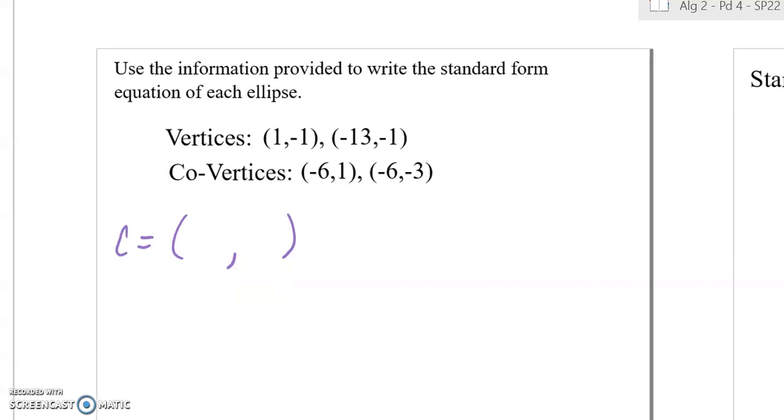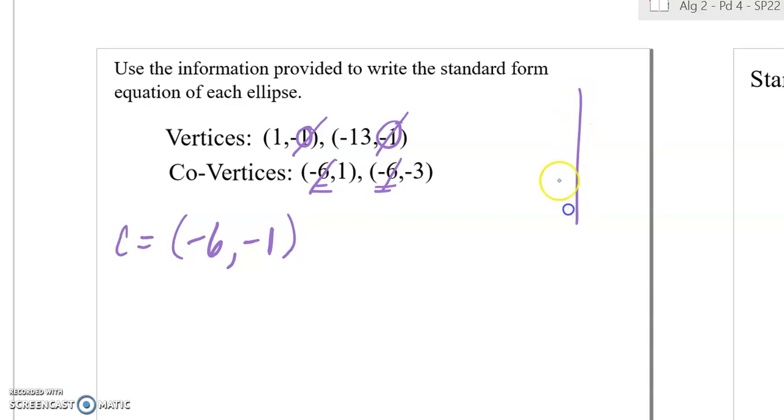Okay, I hope you paused the video and tried yourself. If I look at the vertices, in this case, this number and this number are the same, which means it's a negative 1, but it's in the Y spot. And when I look at the vertices, the negative 6 is the same, which tells me it's in the X spot. So now I do know my center: negative 6, negative 1.